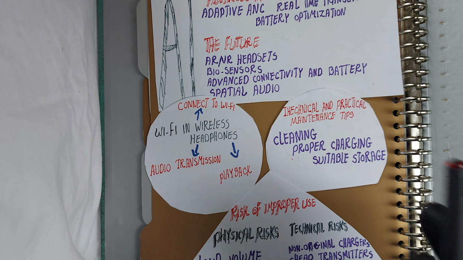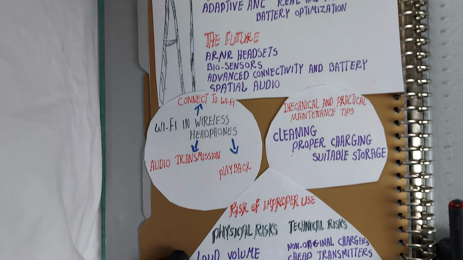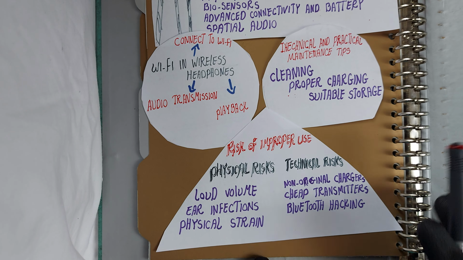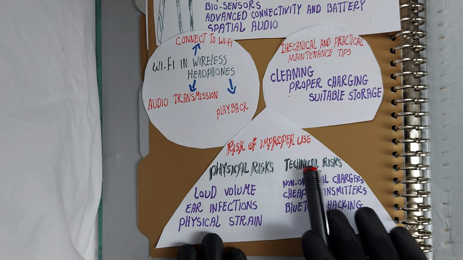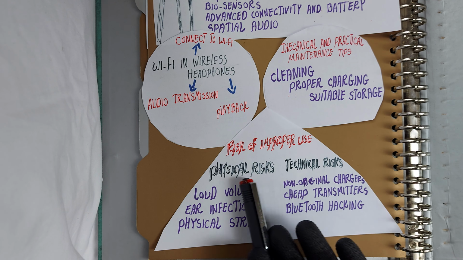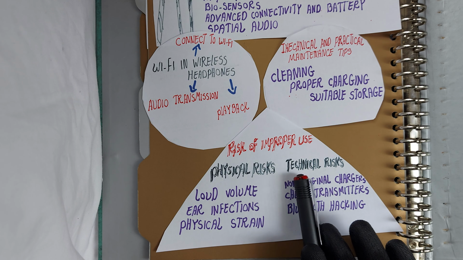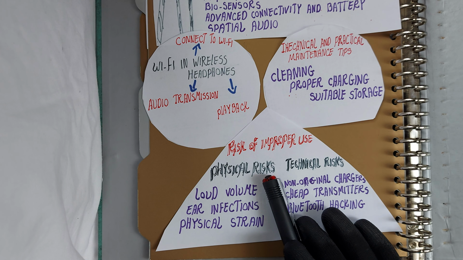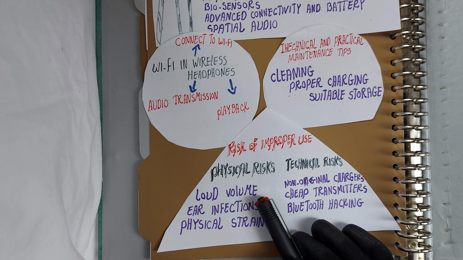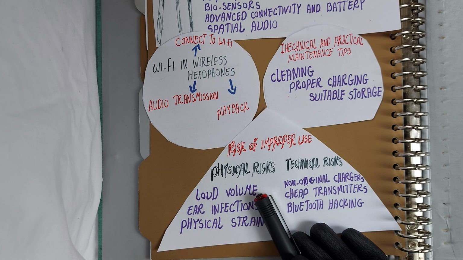Risks of improper use. Physical risk. I hope you can see it. Yes. What are they? Okay, it has two parts: physical risks and technical risks. At first, we have a physical risk, loud volume. According to WHO, exposure above 85 decibels can cause hearing damage.